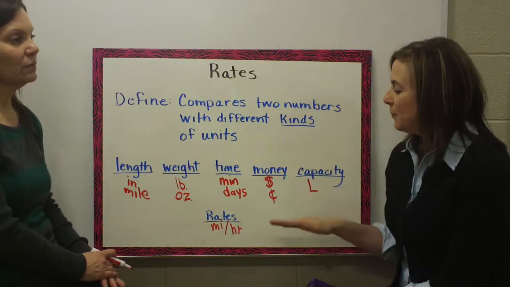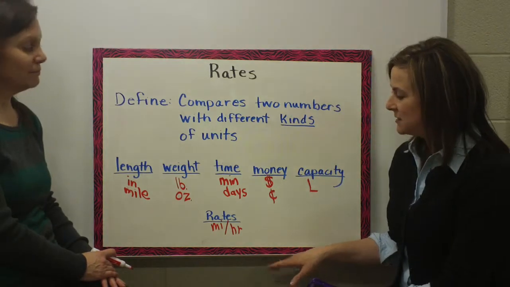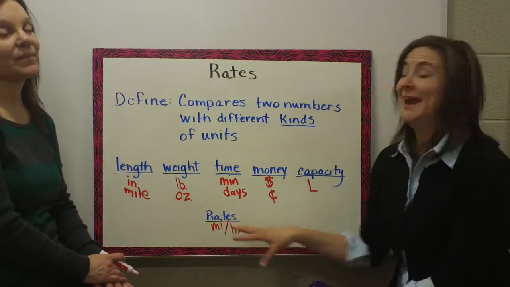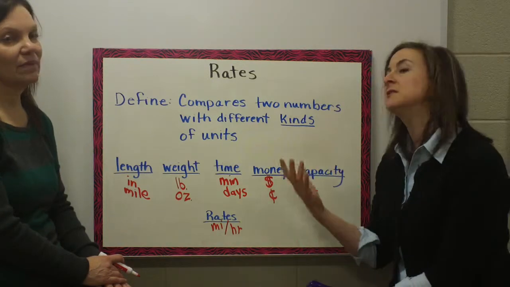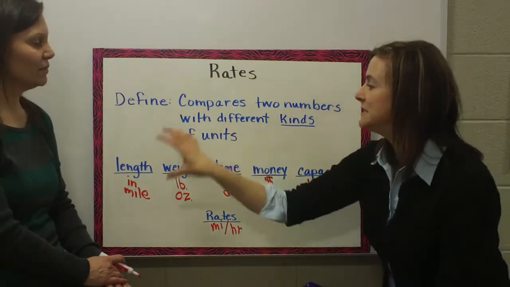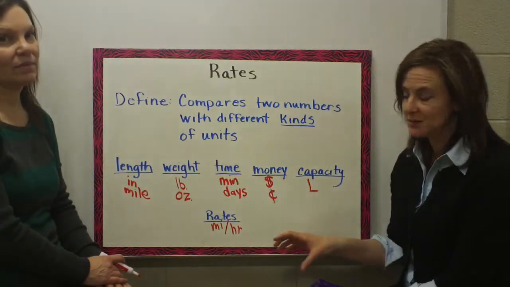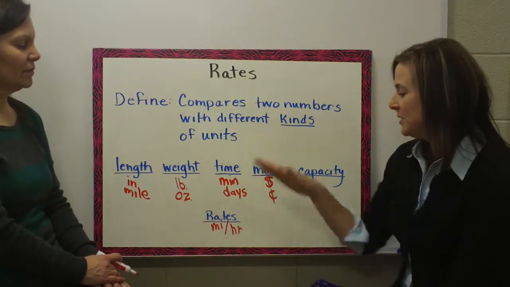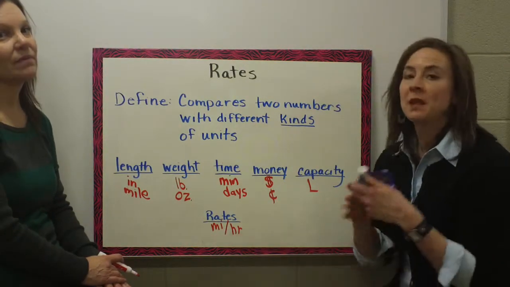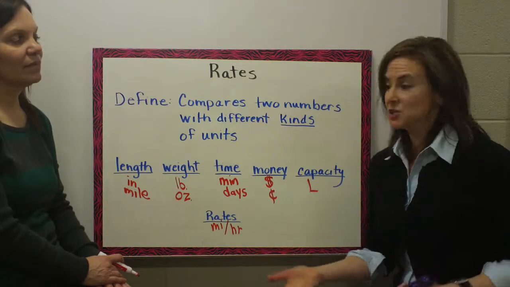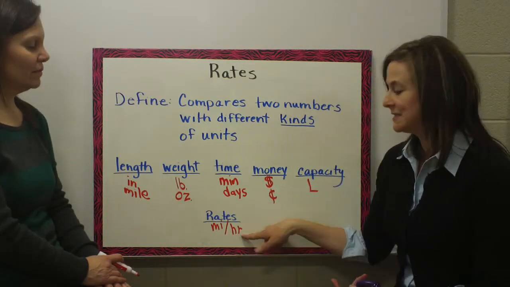idea. So the bottom line to remember is that with a rate, you can't change them to the same units of measure because they are different kinds of units. Miles, for example, and hours, as Mrs. Lesh wrote down, they are two different ways of measuring two different things, distance and time.